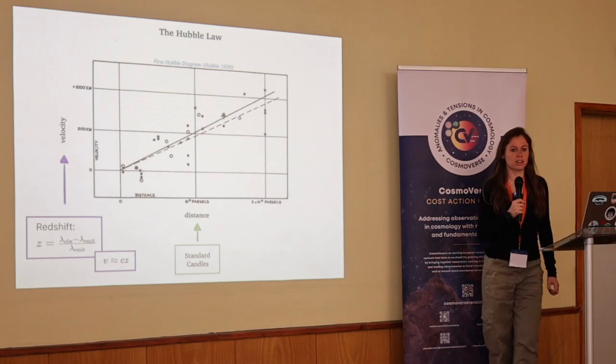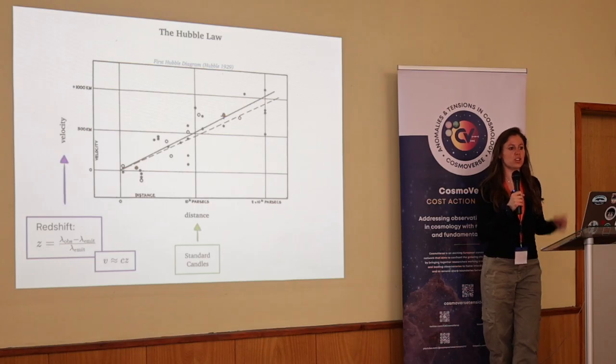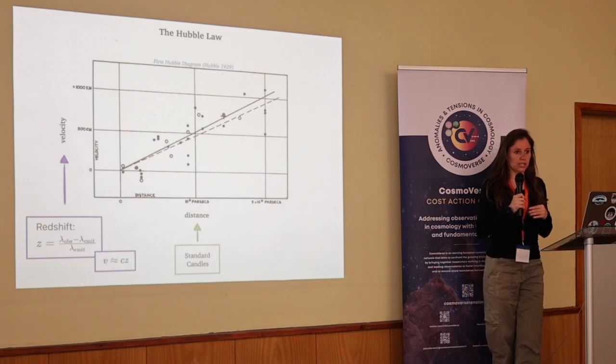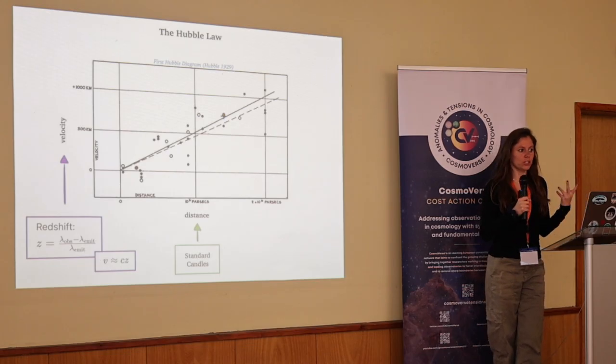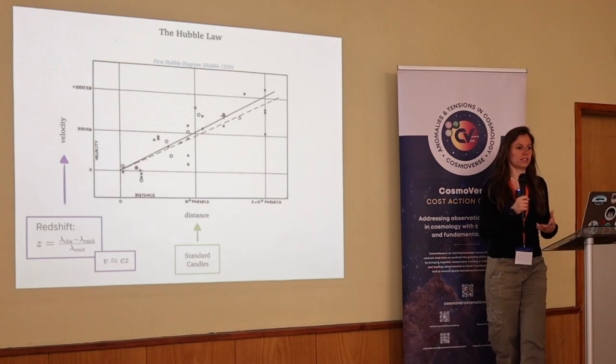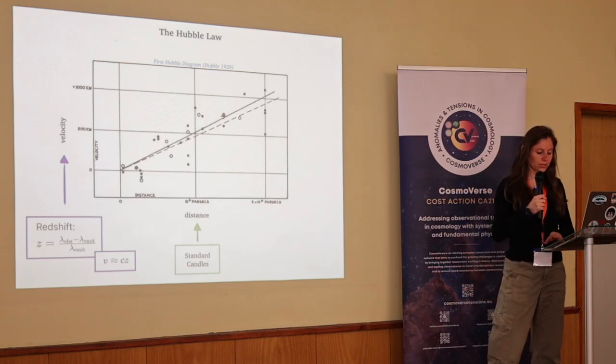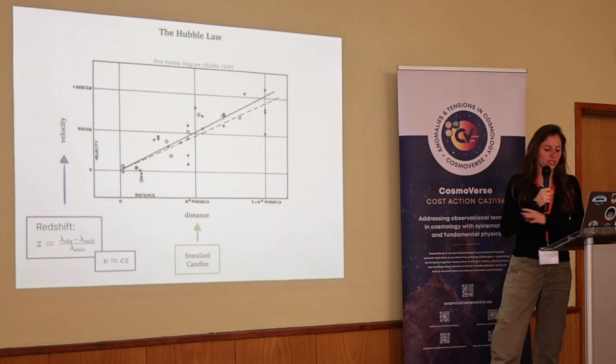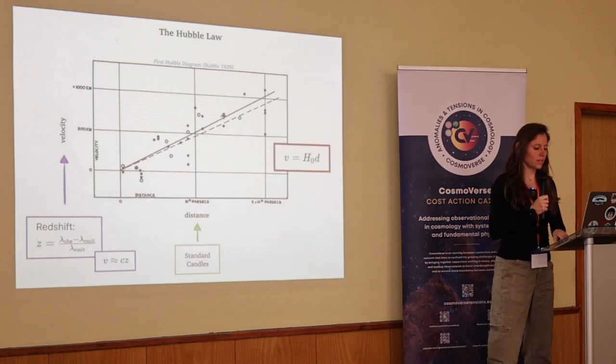Standard candles are stars or objects in the sky that we know how bright they should be or how bright they are. And by comparing how bright they should be to how bright they appear to us in the telescopes, then you get access to the distance. So this is going to be discussed during this session.